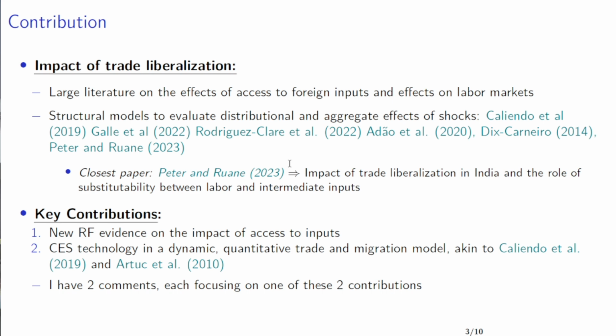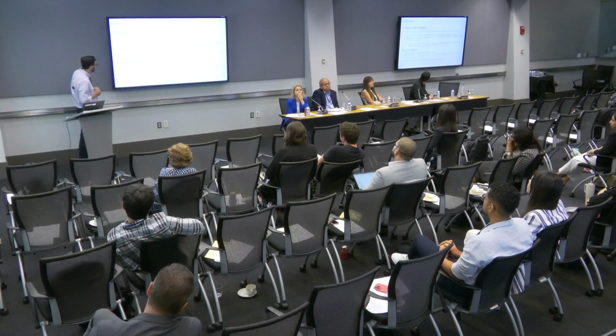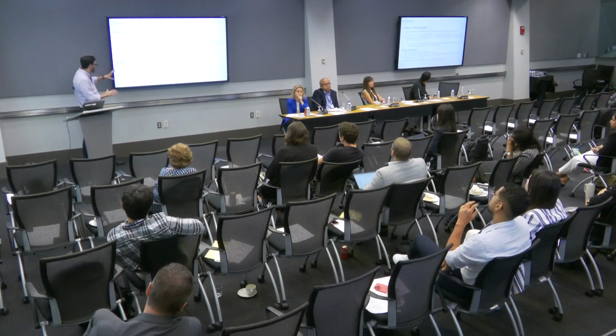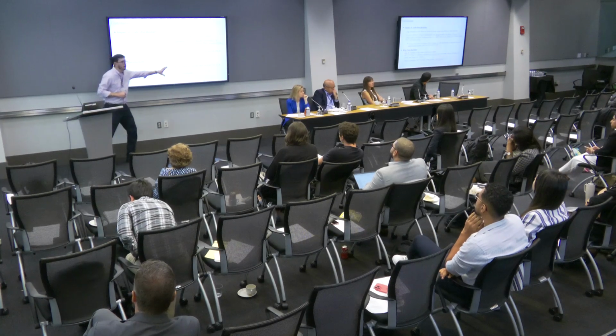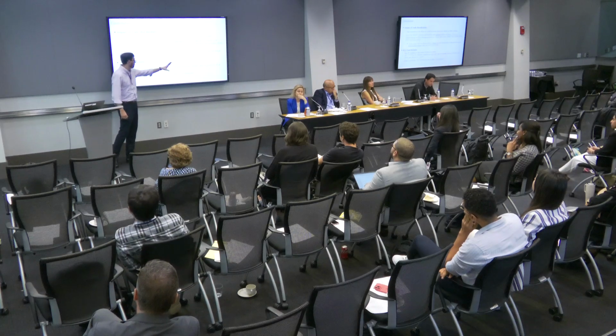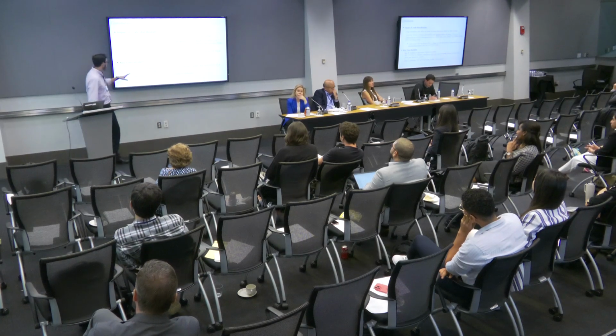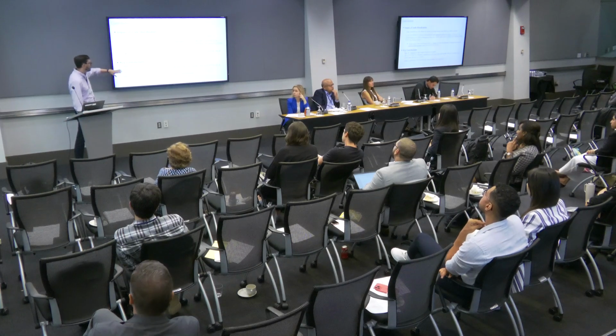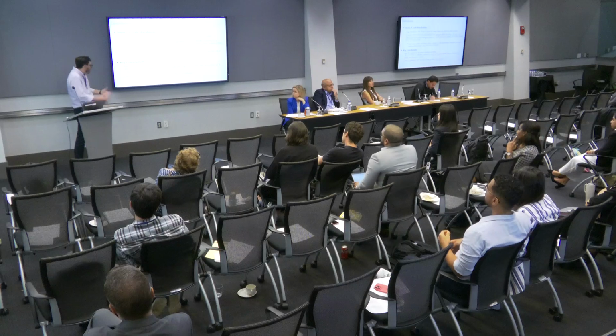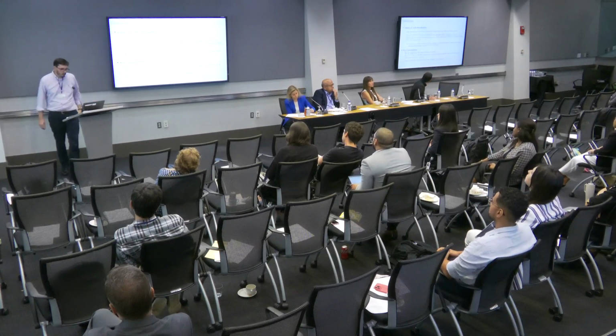There is this very nice paper recently that looks at the impact of trade liberalization in India and the role of substitutability between labor and intermediate inputs. So this paper is entering the fray here by providing some new reduced form evidence, focusing on this intermediate input side. And to the best of my knowledge, this is the first paper to really look at the implications of CES technology in this class of models that we are using a lot, the dynamic quantitative trade model, the Caliendo-Dvorkin-Parro, and then Artuç-Chaudhuri-McLaren is here. So I will have two comments, one on each one. I think they are more like clarification comments, but I hope they will make the contributions of the paper stronger.